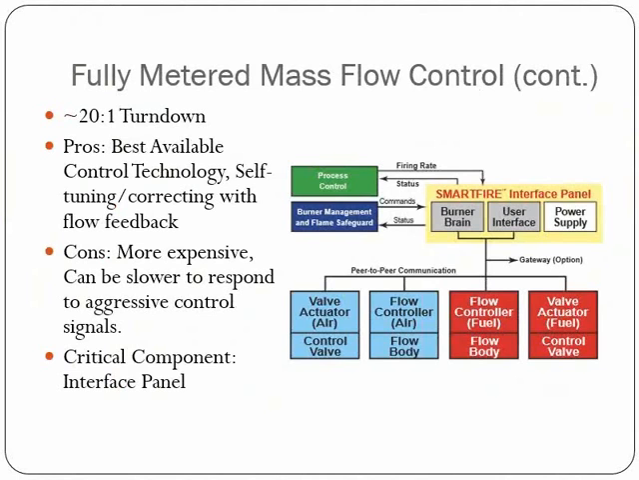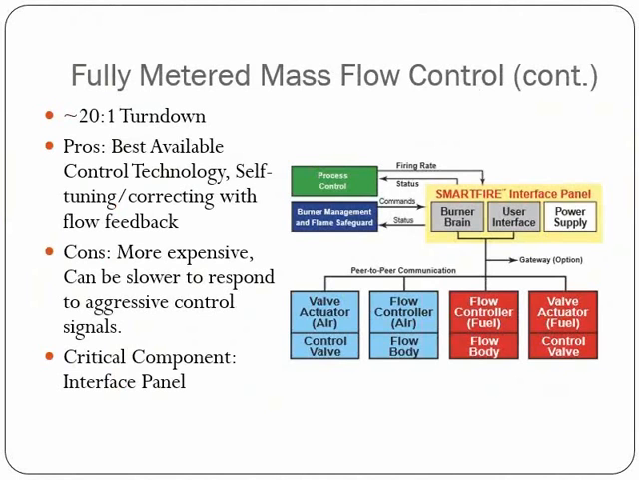With all these components and flexibility, of course, the con is that it's going to be a more expensive solution. And it's also slower to respond to aggressive control signals. So if you've got a system that is at low fire and you want to bring it up to temperature and go to high fire, it may take longer for a system like this to get up to that high fire position just because there's a lot more going on here. There's more communication that we need to see what the flows are before we move our actuators. So it can take a little bit more time to get up to temperature or to respond if you've got aggressive temperature changes.